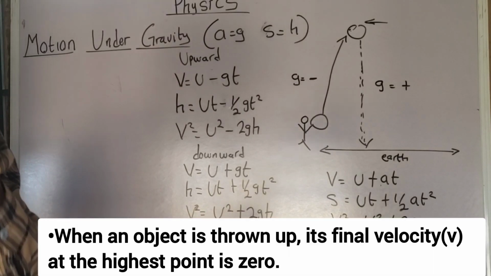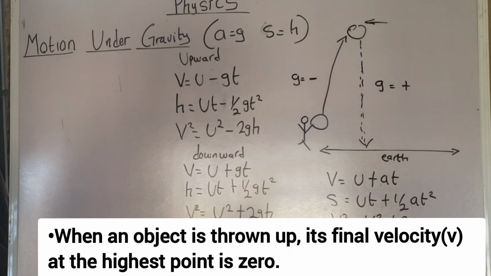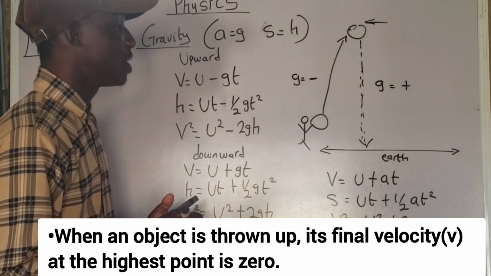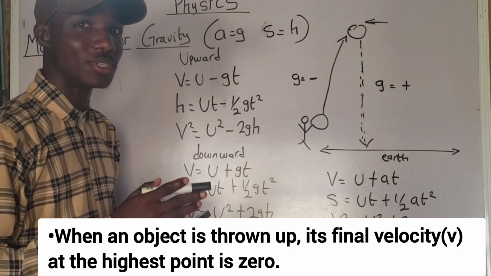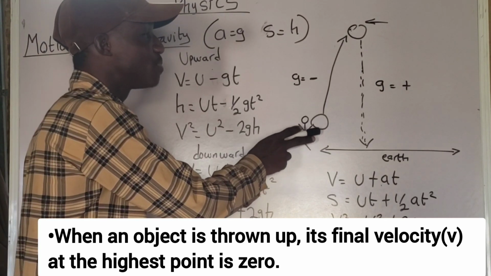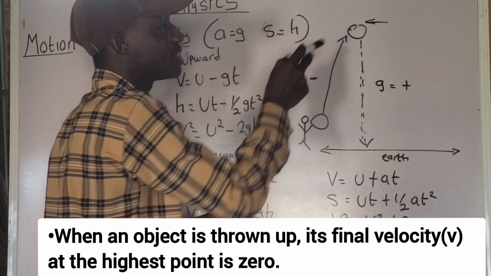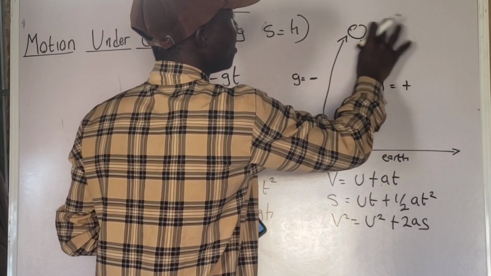When an object is thrown upwards, its final velocity at the highest point is what? 0. Please pay attention again. Let's go back to this example. When this boy throws this ball upward, the final velocity of the ball at this point is equal to 0. V here is equal to 0.